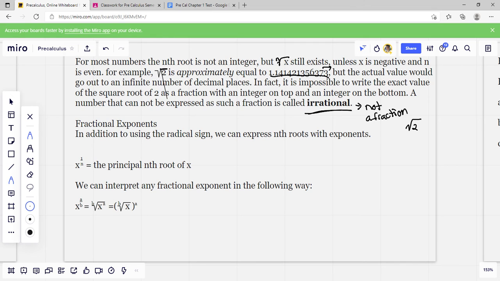We can interpret any fractional exponent in the following way. x to the a/b is the same thing as that. The easiest way to remember this is the square root of x is x to the 1/2. Our 1 goes here and our 2 goes there. Whatever's on the bottom is our root, and whatever's on the top is going to be the exponent. And the way they write it in this book, the exponent goes in parentheses here, right? Because if we multiplied this, it would be x to the 1/2.